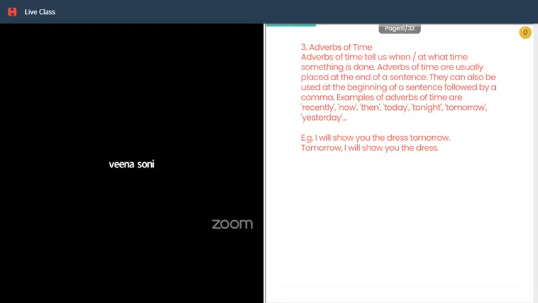Next come adverbs of time. Adverbs of time tell us when or what time something is done. Adverbs of time are usually placed at the end of the sentence. They can also be used at the beginning of the sentence, followed by a comma. So we are talking here about adverbs of time.